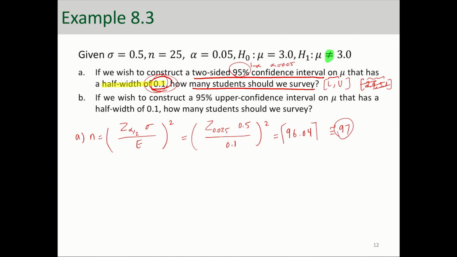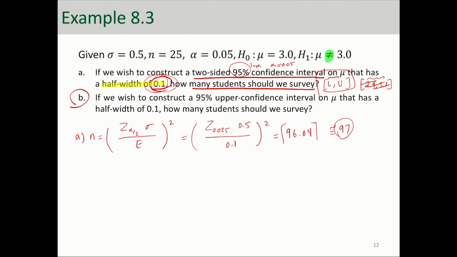So basically, if you survey 97 students and calculate their confidence interval based on 97 students, you will end up with a confidence interval that has a half-width of 0.1.